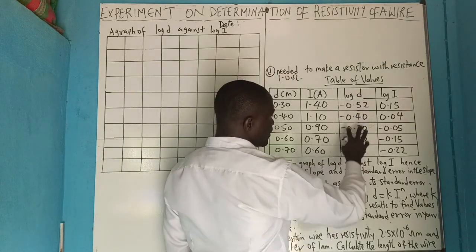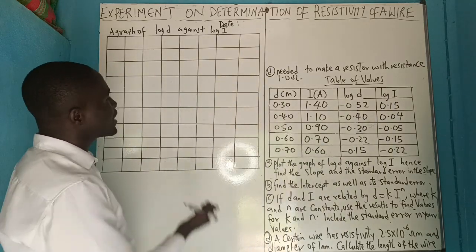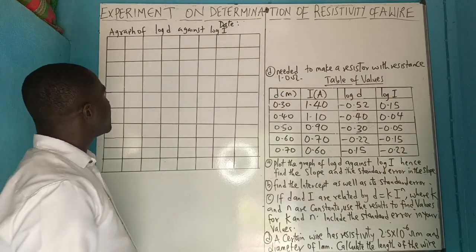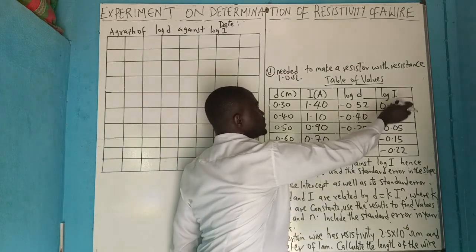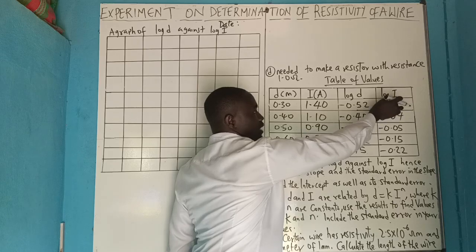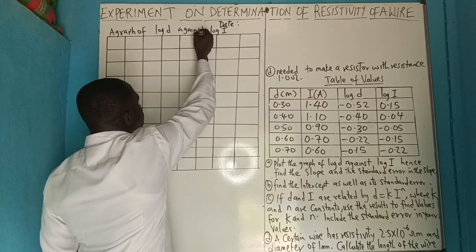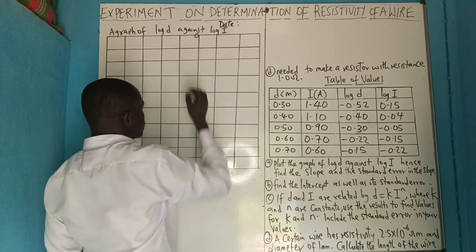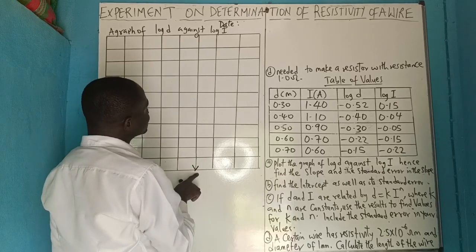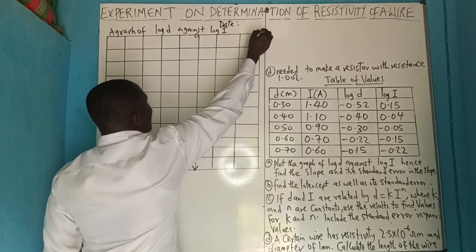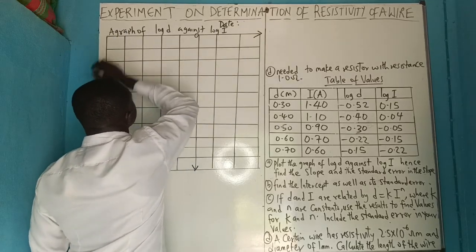The table has negative and positive values. So for the vertical, everything is negative. Since I have two positives in the horizontal, that is log I, I can come here and put my zero. That means here is my Cartesian axis located, and it is also located here and here.